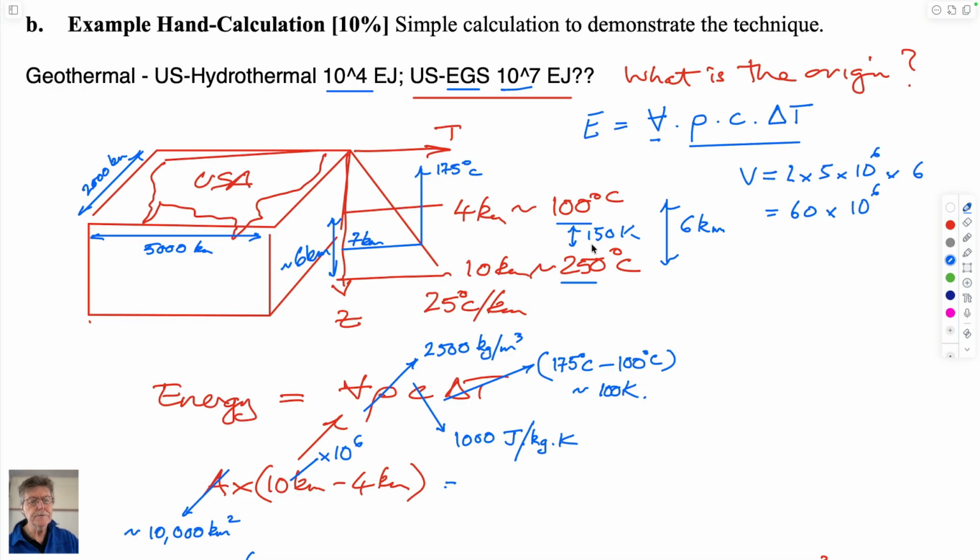Yeah, no, it's not the difference between these. It's wrong. It's the average of these. So it would be 100 plus 250 divided by 2. So that's about 350, so it's 175.